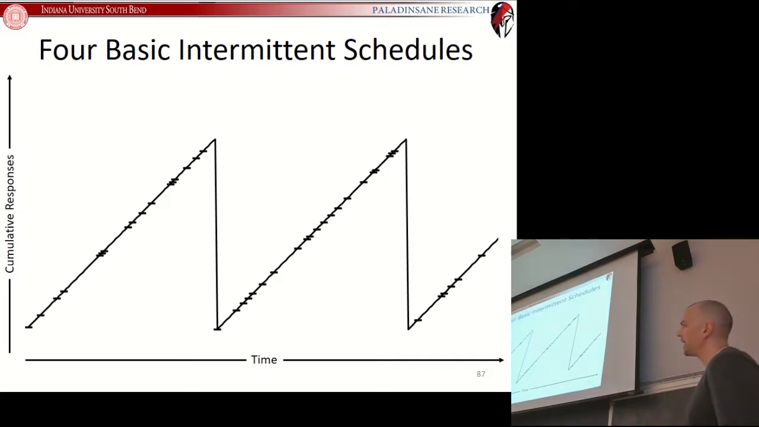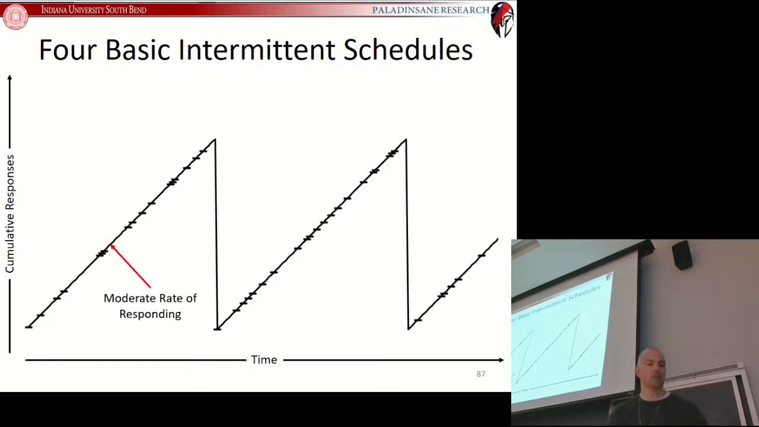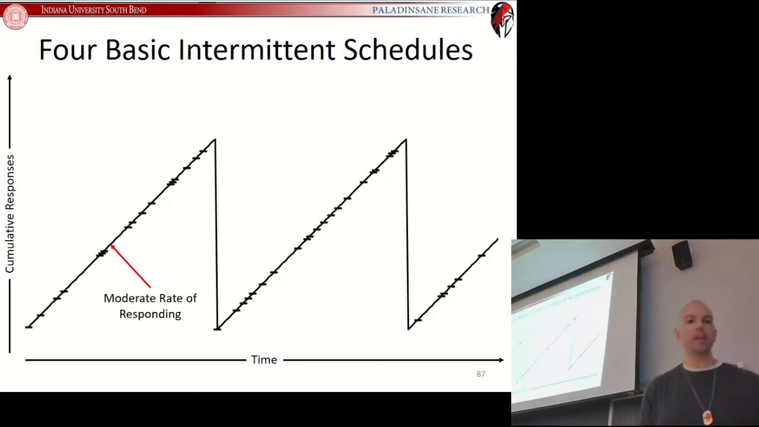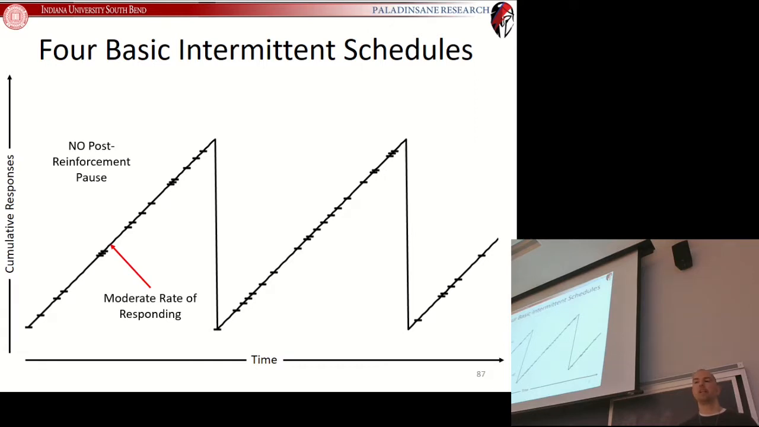The major difference is that this one does not lead to a rapid rate of response. It leads to a moderate rate of responding. So the organism is not responding about as quickly as they can. It's a more moderate rate of responding. Again, in the real world, the challenge is what's a moderate rate of responding compared to a high rate of responding. But again, in the lab, it's more clear cut. So we get this moderate rate of responding, and also we have no post-reinforcement pause.